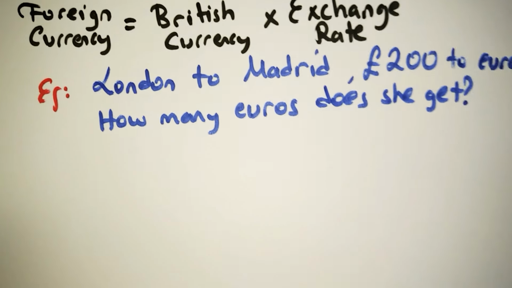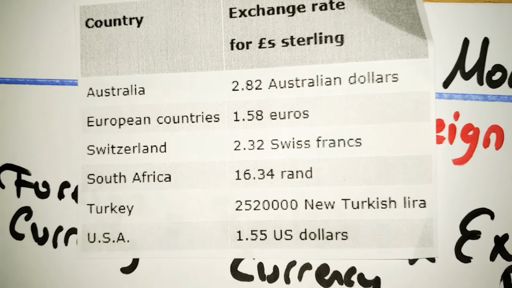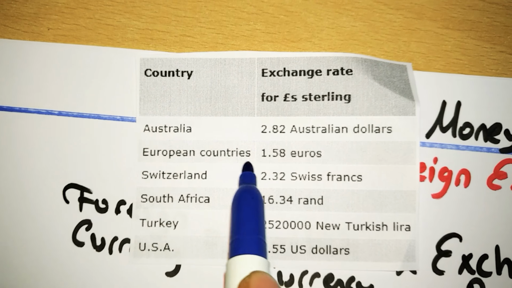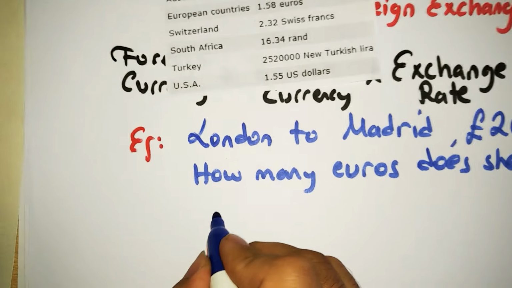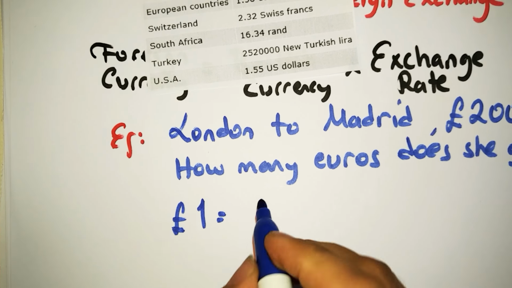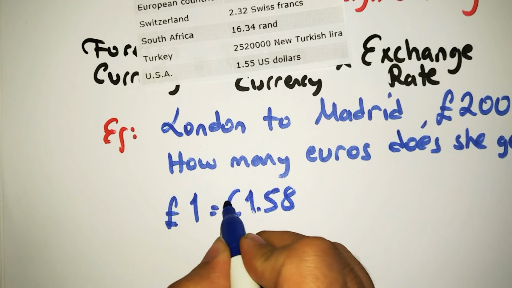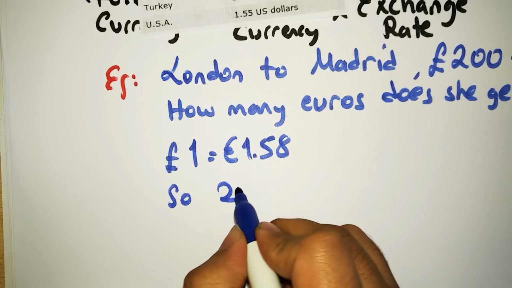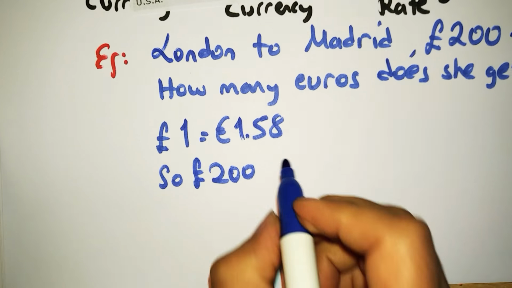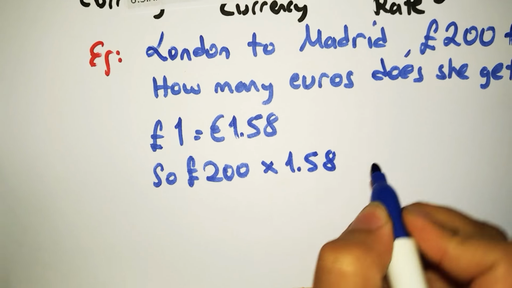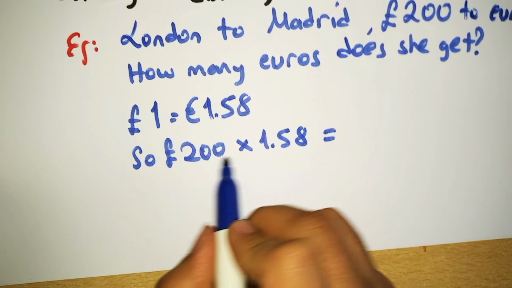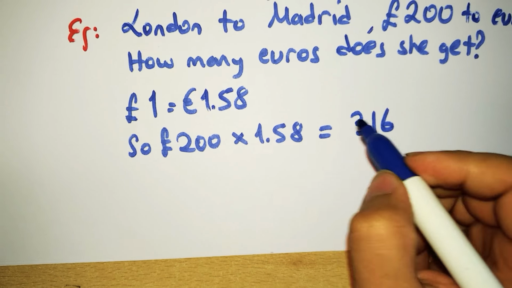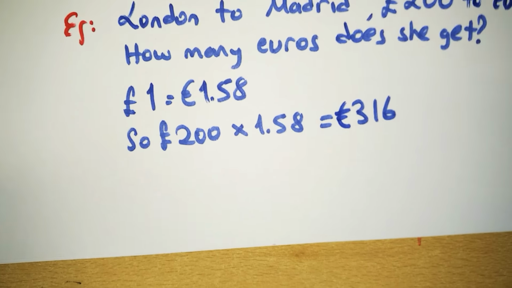Okay, £1. Let's check our table now. In our table, as we see, in European countries we use euros, so £1 equals 1.58 euros. So let's write this. £1 equals 1.58 euros. So £200 times the currency rate, which is 1.58, will give us the answer. 200 times 1.58 should be 316. So Anna will get 316 euros.